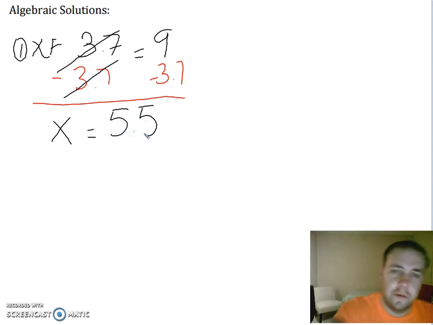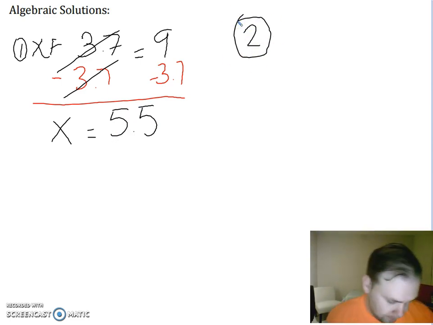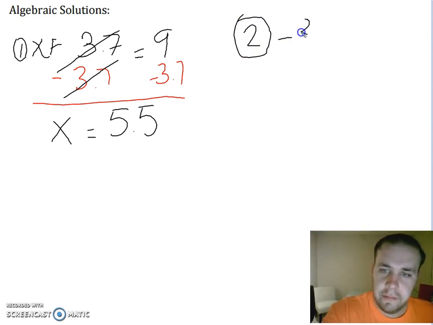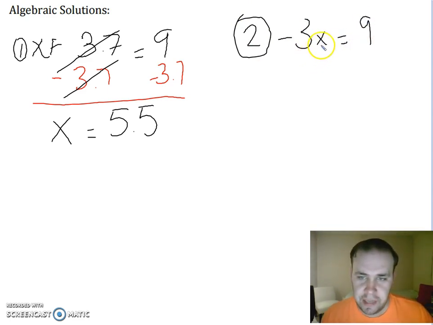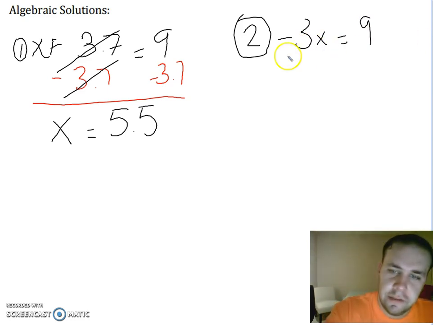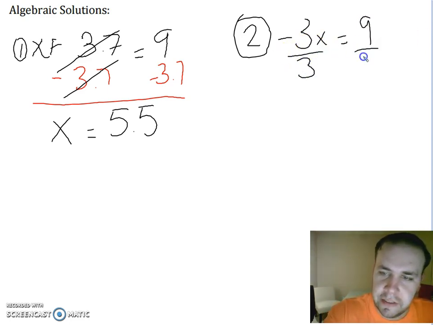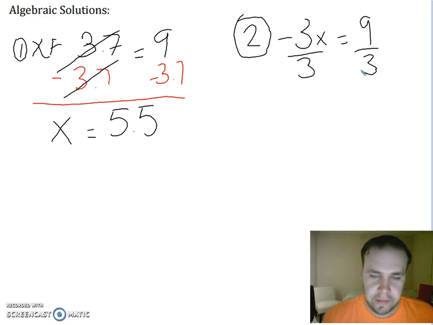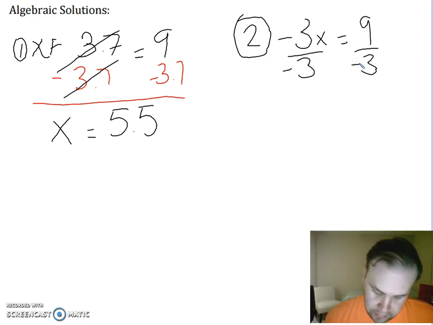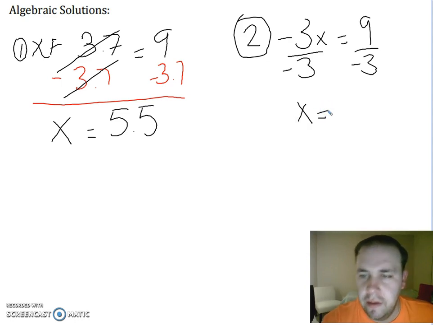For question 2, very similar. I had negative 3x equals 9. Right now I can see that x is being multiplied by negative 3, so I can divide each side by negative 3. That's the inverse operation of multiplying. Negative 3 divided by negative 3 is 1, so I'm left with x. And 9 divided by negative 3 is negative 3.